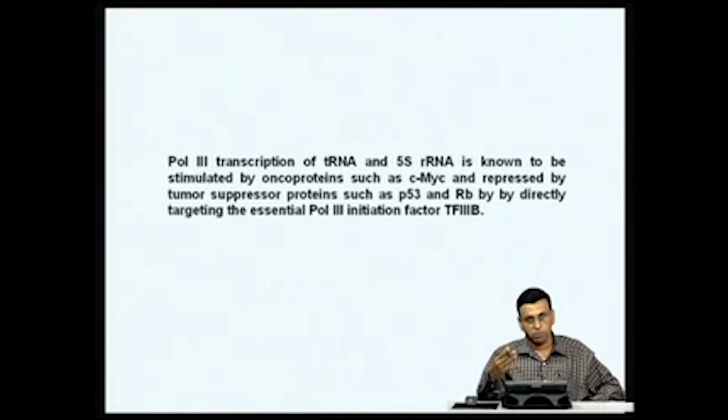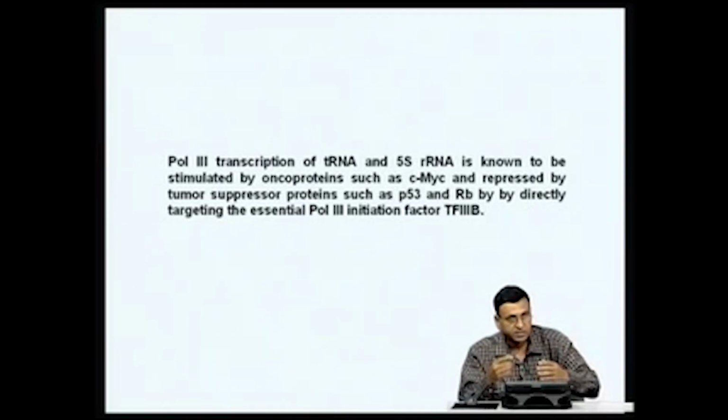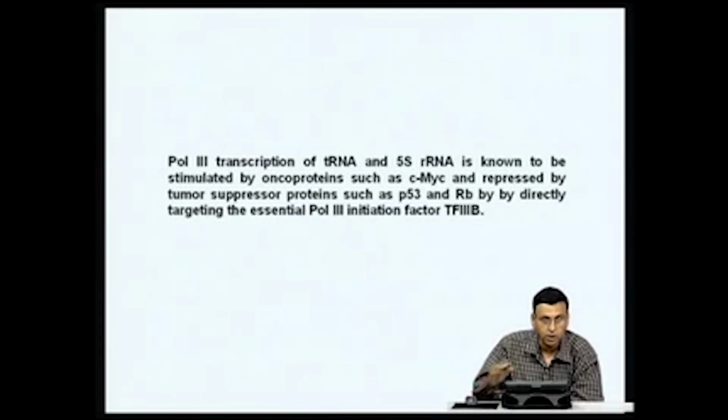proteins and ribosomal RNAs to be made, and therefore, the first thing that happens in cancer cells is to upregulate the transfer RNA and ribosomal RNA synthesis. Therefore, oncoproteins such as c-MYC as well as tumor suppressor proteins p53 and Rb play a very important role in interacting with transcription factors involved in Pol III transcription, especially TF3B. Let us spend some time to understand how exactly this TF3B function is regulated by oncoproteins and tumor suppressor proteins involved in cancer.